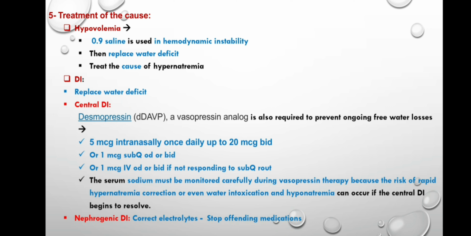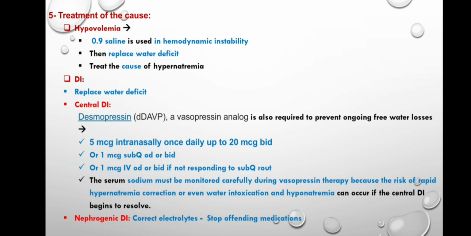In central DI, usually we are giving desmopressin, which is a vasopressin analog or ADH analog. And the dose is usually 5 microgram intranasally once daily, up to 20 microgram BID, and we increase the dose gradually according to the response, 5 by 5, or 1 mic subcutaneously once daily or BID, or 1 mic IV once daily or BID if the patient is not responding to the subcutaneous route.